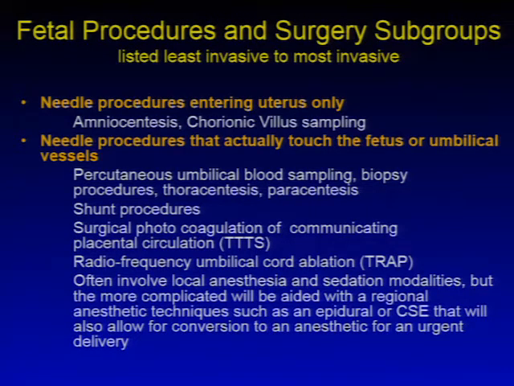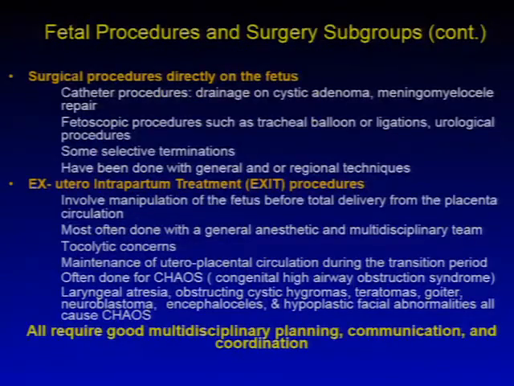blood sampling procedures, shunt procedures, surgical photocoagulation of communicating placental circulations, the TRAP procedure, which is radiofrequency umbilical cord ablation, and these may involve local anesthesia and sedation modalities, but the more complicated will be aided with a regional anesthetic technique such as an epidural or CSE that will allow for conversion to an anesthetic for an urgent delivery.